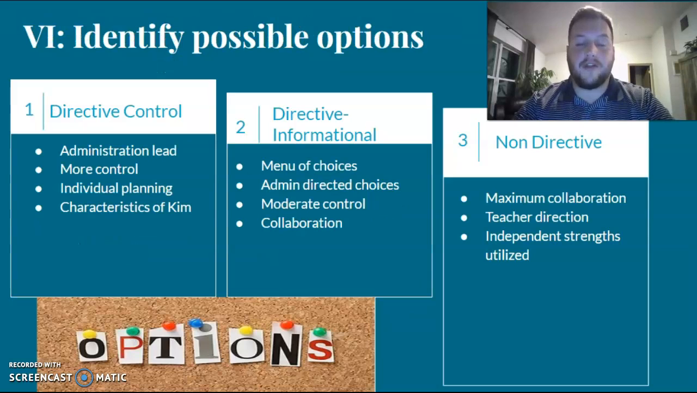So I've got three different possible options. You have the directive control, which is the administration-led. They do most of the controlling. There's not any individual planning, and it kind of mimics the characteristics of Kim, where she likes to take charge of things, control things, and really deliver everything so that teachers don't have to do a lot of that outside-of-the-box thinking.